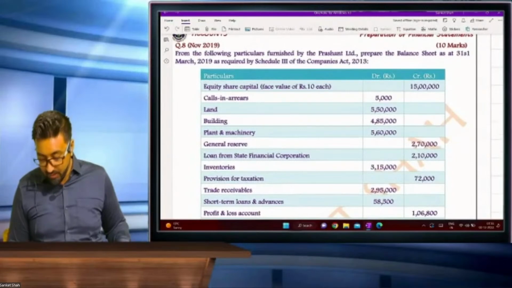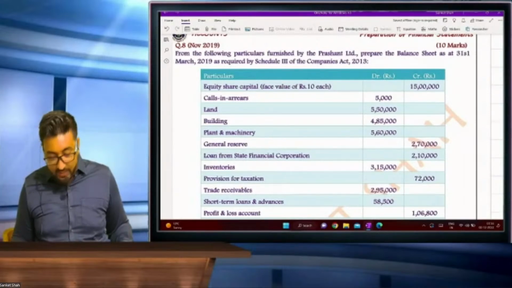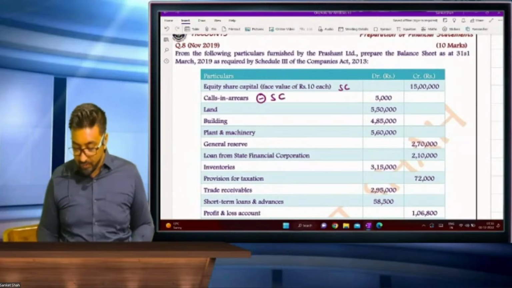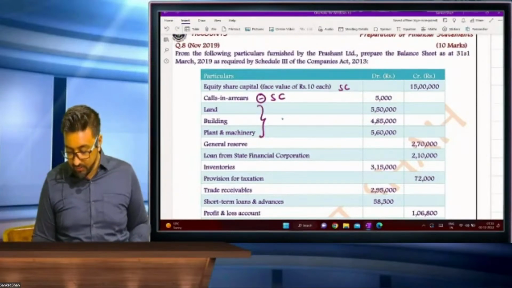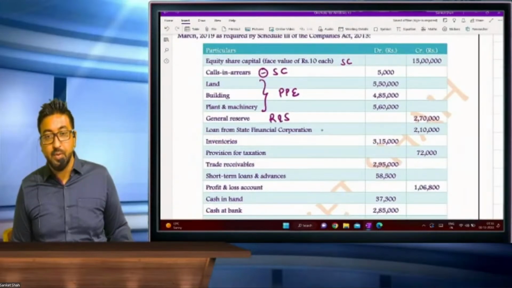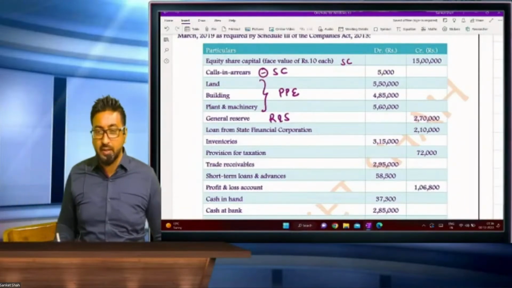So share capital, note 1, call scenarios, deduction from share capital. Land and building, plant and machinery, PPE, property, plant and equipment. General reserve, reserves and surplus. Loan from SFC. Yes, it's a practice batch, so I can't help you out. Just do the practice properly.